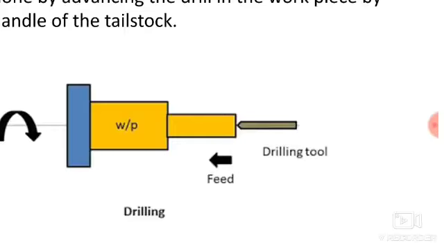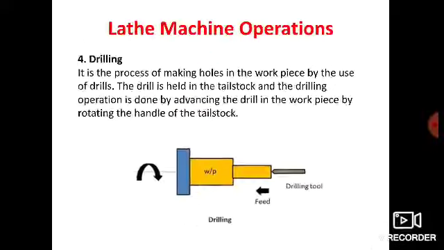So drilling is nothing but the operation of making holes in the workpiece. Here you can perform drilling operation on your lathe machine with the help of the tailstock by rotating its handle. Here the drill bit is moving along the axis of the spindle.